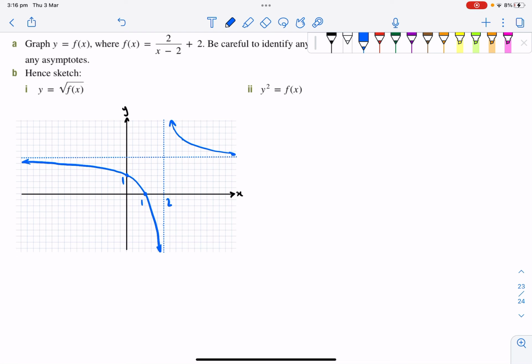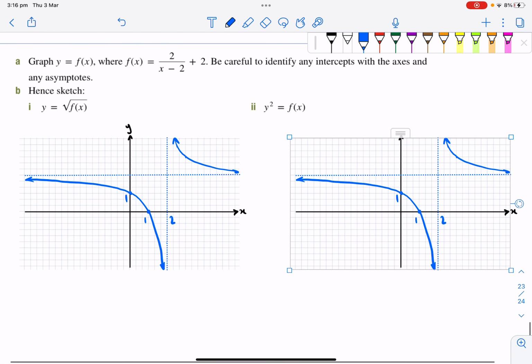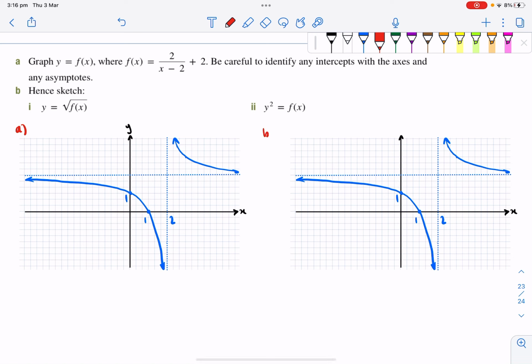So we have this. We're going to apply the square root first. So let me duplicate this graph. So this would have been part A. This is part B1. So the square root of this graph, everything that's positive. Oh, by the way, this is 2. I forgot to label that. Everything above the x-axis gets square rooted, including the asymptote. So the asymptote is no longer 2. The asymptote is going to be the square root of 2, which is about 1.4. So somewhere around here.